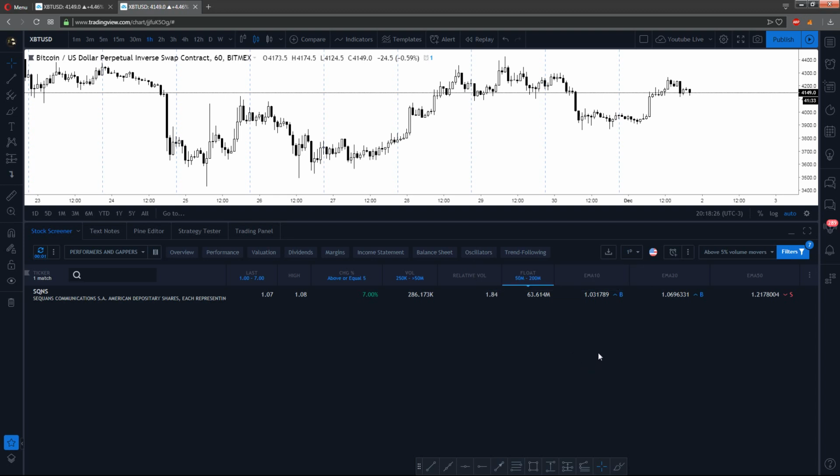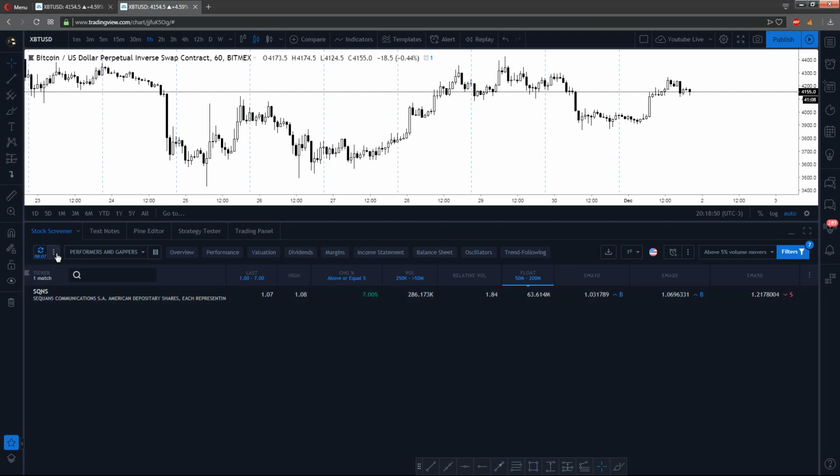Okay. Next, your EMAs. You don't need filters, but if you want to, you can filter the 10 and the 20 to have buy signals. The 50, you don't really need a buy signal, but you can filter the 10 and the 20 to have buy signals. I don't have them filtered because I don't want to cut out too many trades. Okay, so that's our screener.